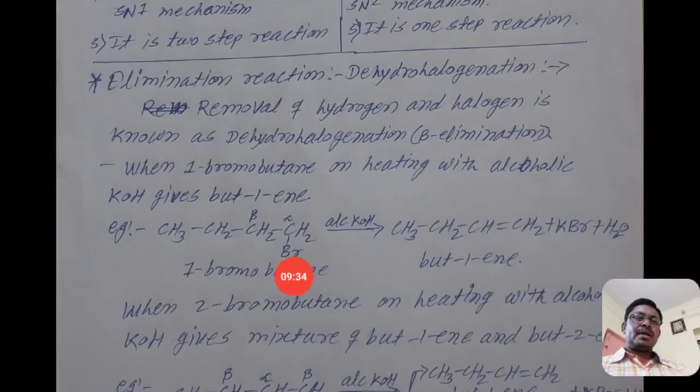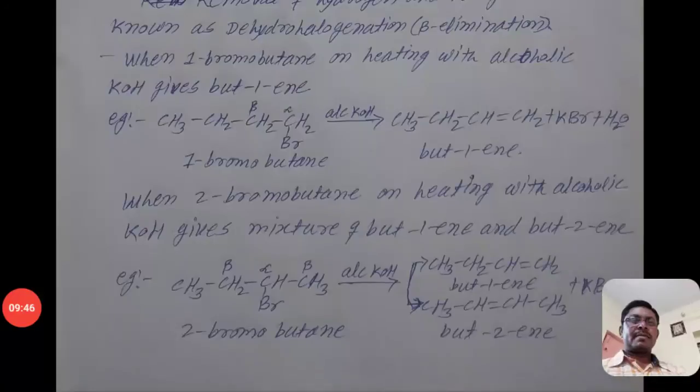What happens in an example where there are two beta hydrogen atoms at the same distance? See here, another example: when 2-bromobutane is heated with alcoholic KOH, it gives a mixture of but-1-ene and but-2-ene. In 2-bromobutane, the bromine atom is attached to the second carbon atom.